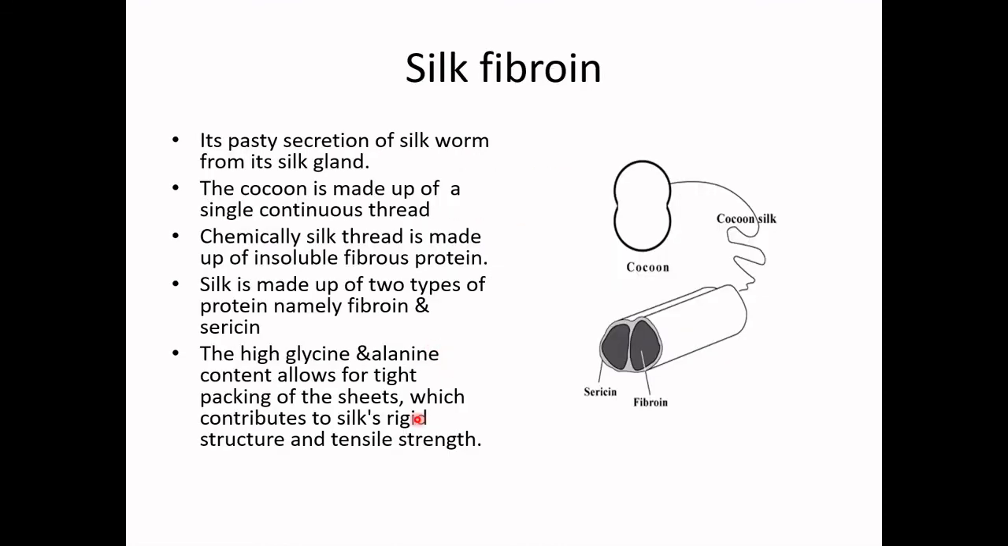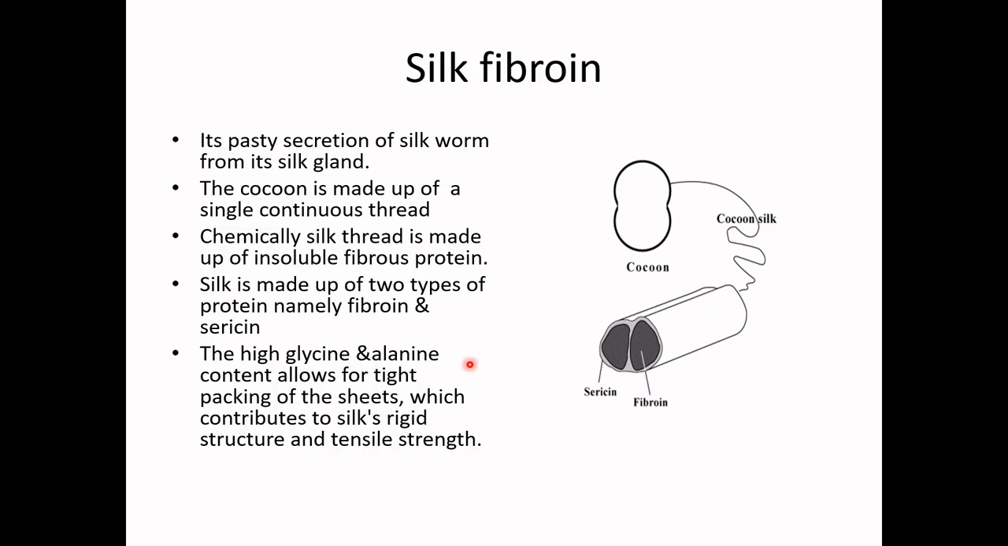So what are the main points? Silk fibroin is part of the cocoon, and this silk is made up of two proteins, fibroin and sericin. Fibroin makes the inner core and sericin is the outer layer. Both these proteins are rich in glycine and alanine for tight packing.